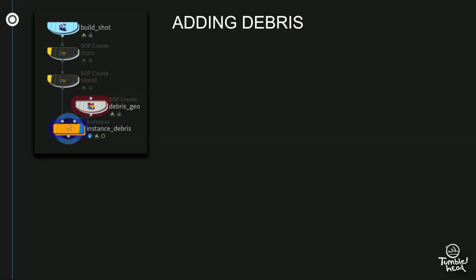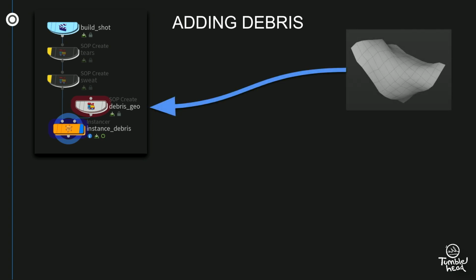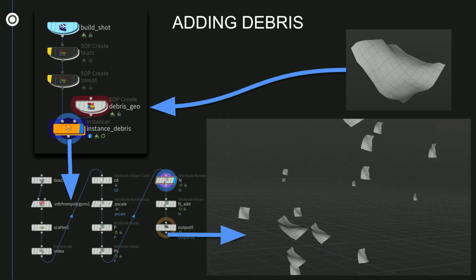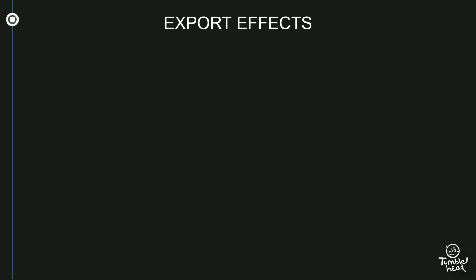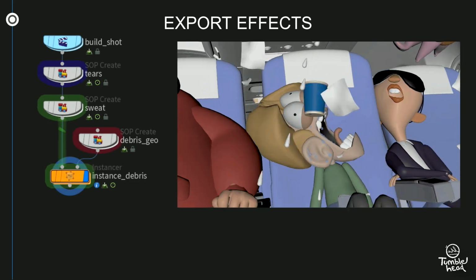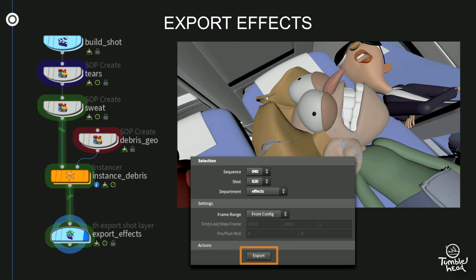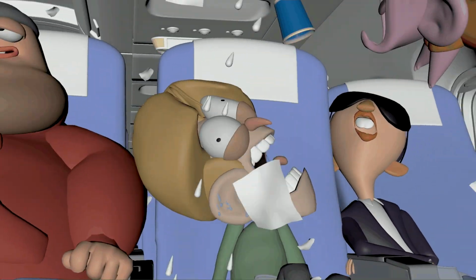Definitely. And then lastly, we want to add some debris in the flight cabin. For this, we just make one piece of paper in a subcreate, and we feed that into this instancer, which has a bunch of point scatterings with some animation noise on it. And what you end up with is something like this, a bunch of paper flying around. And you export. And here we have it.